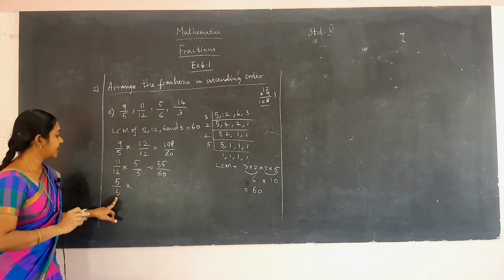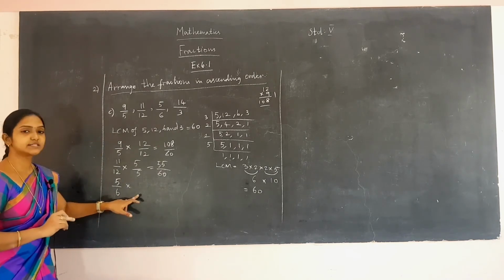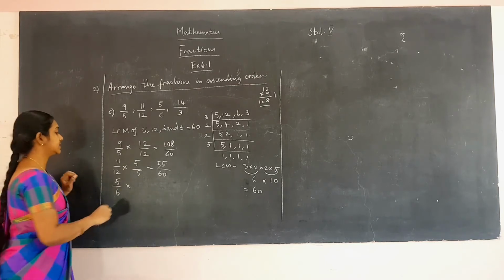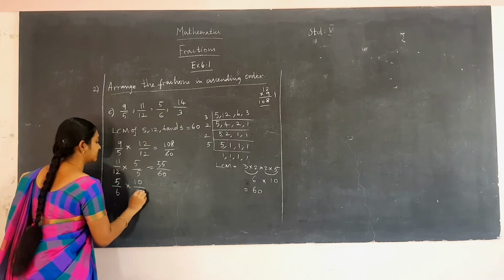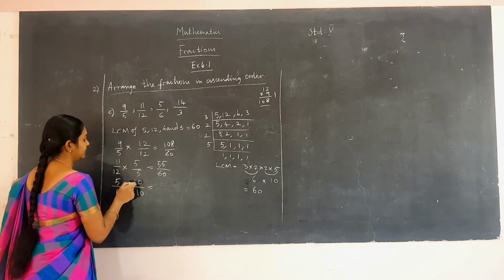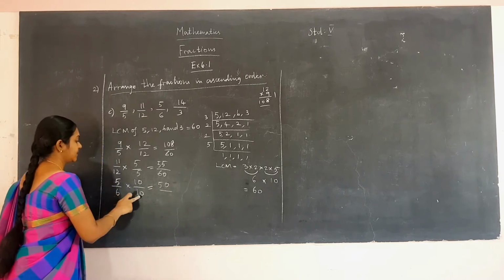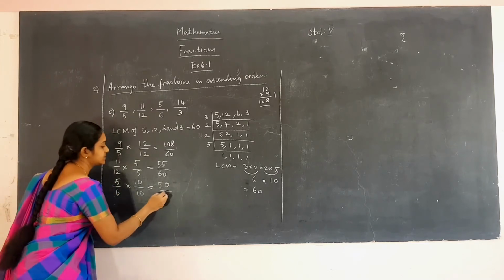We have to multiply 6 with a certain number to get 60. What will be that number? It will be 10. 5 into 10 is 50. 10 into 6 is 60.